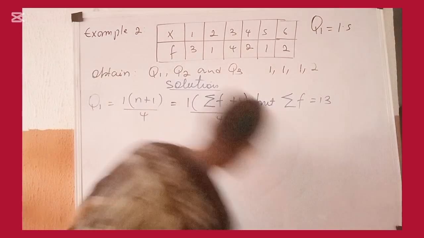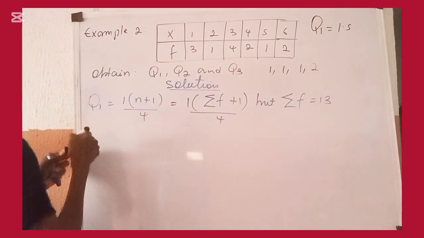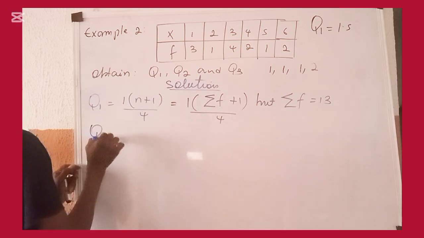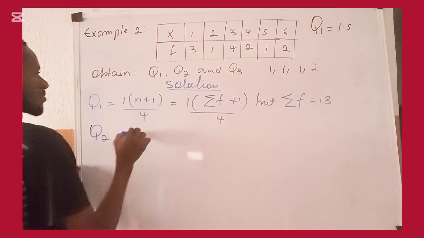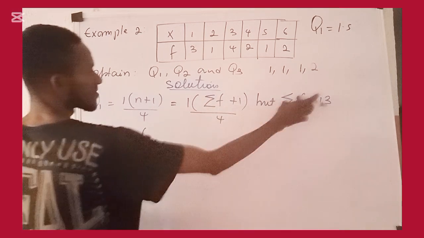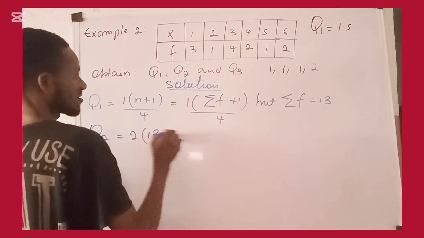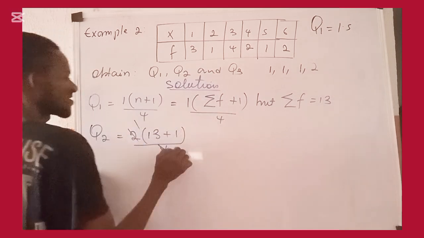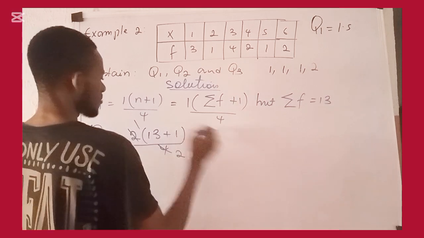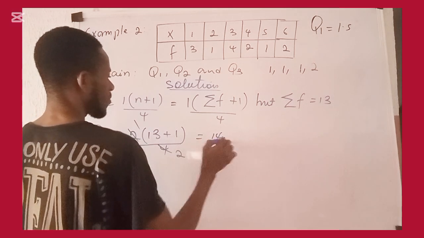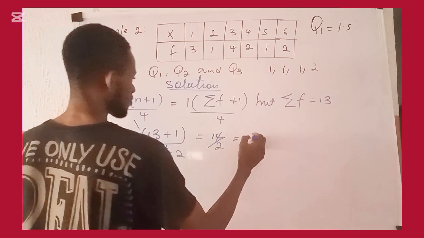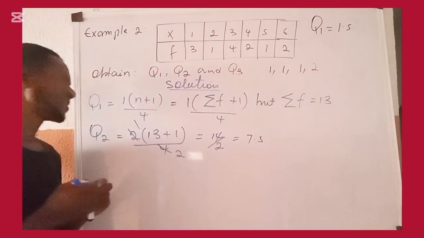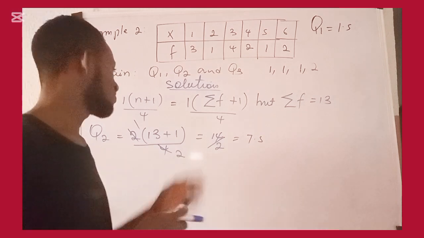When we talk about Q2 now, what we are going to have in place of this one here becomes 2. So here we are going to have what we call our Q2 now. This one will now become 2, open a bracket. This sum still remains 13. So I have 13 plus 1 all over 4. This is 1 and this is 2. So this becomes 14 all over 2. And 14 all over 2 is 7.5, when you see 14 divided by 2.